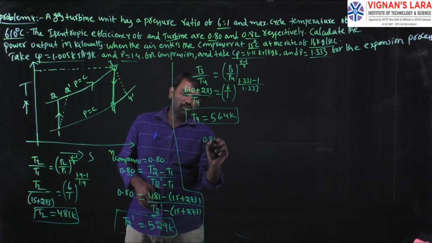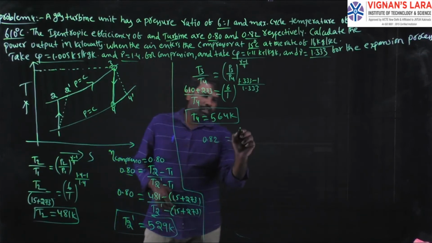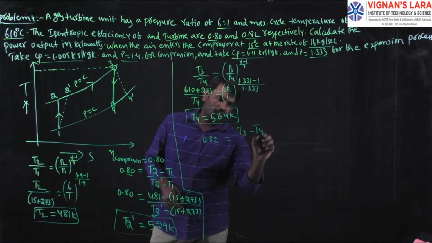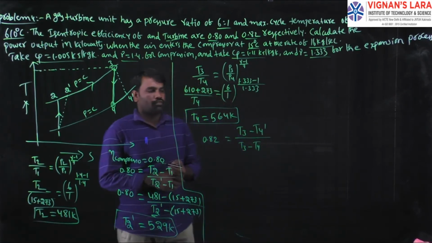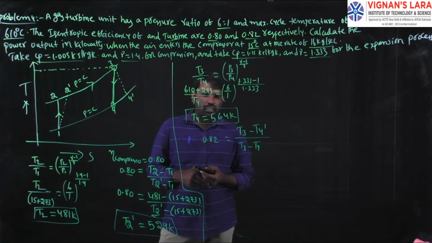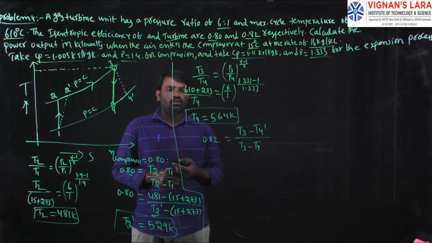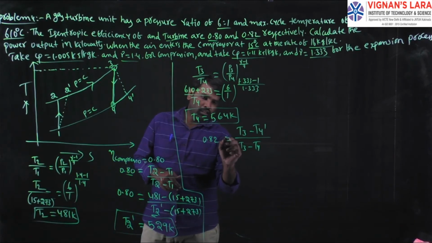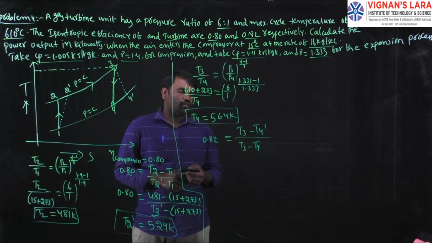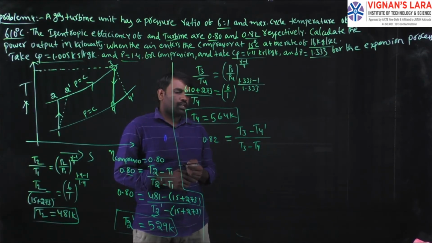0.82 is equal to (T3 minus T4 dash) divided by (T3 minus T4). T3 minus T4 and T3 minus T4 dash give the theoretical and actual work output from the turbine. T3 minus T4 dash is the actual work output from the turbine. T3 minus T4 is the theoretical work output from the turbine. In the actual case, we expect less work output from the turbine because of the losses. That's why the efficiency is less than 100%.